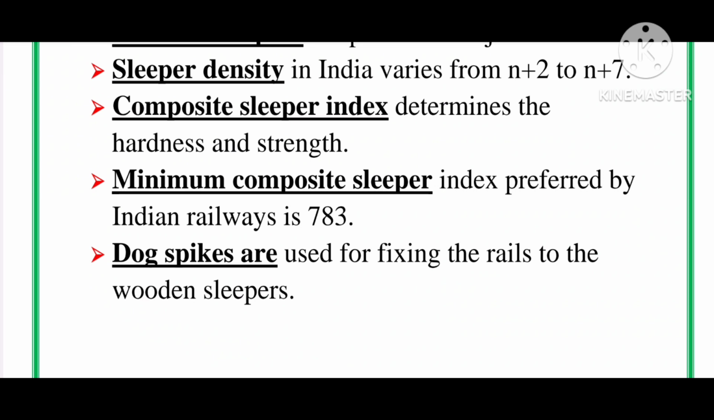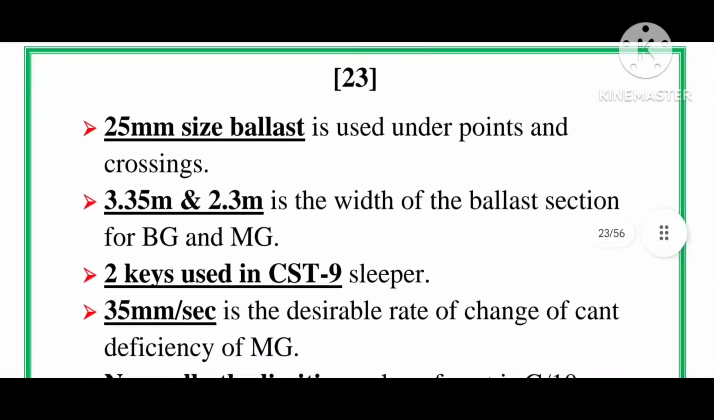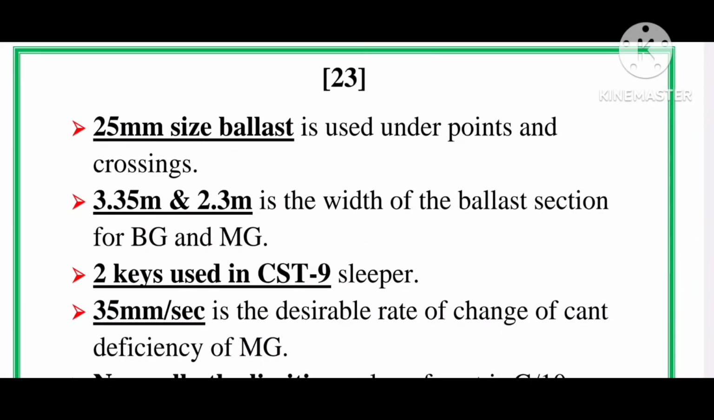Dog spikes are used for fixing the rails to the wooden sleepers. Next point, 25 mm size ballast is used under points and crossings. 3.35 meter and 2.3 meter is the width of ballast section for broad gauge and meter gauge.